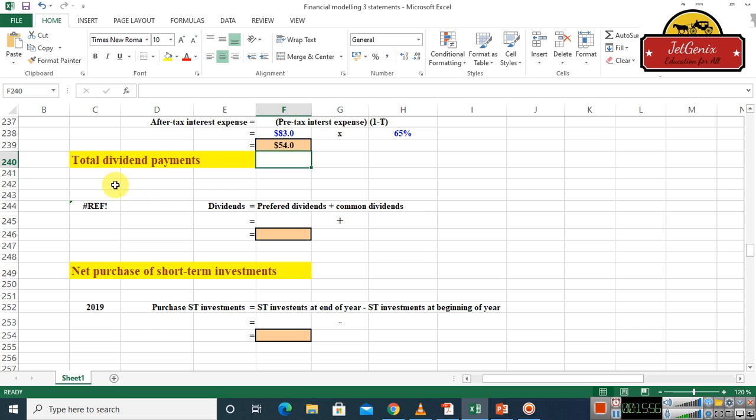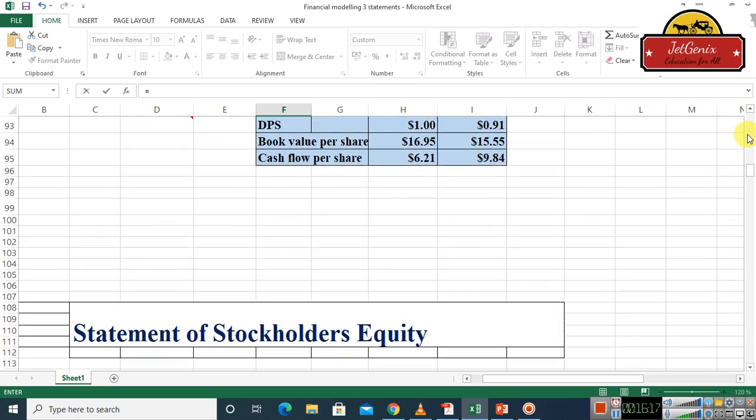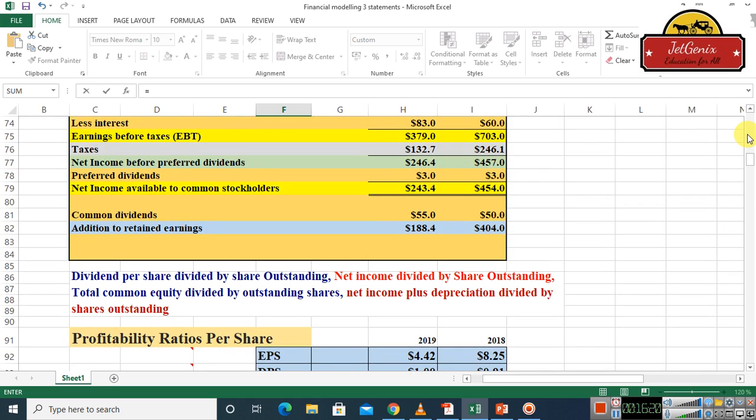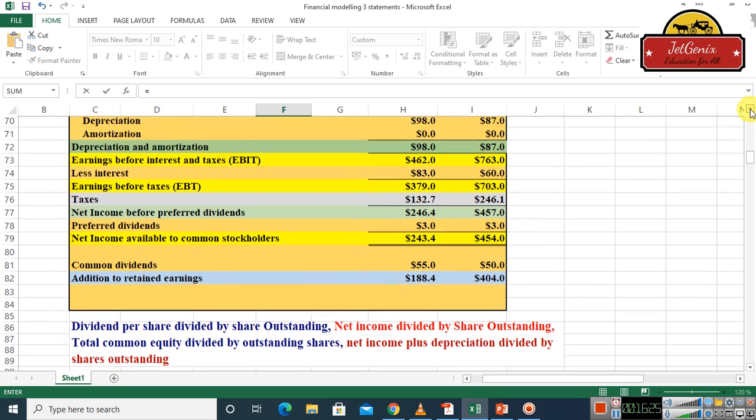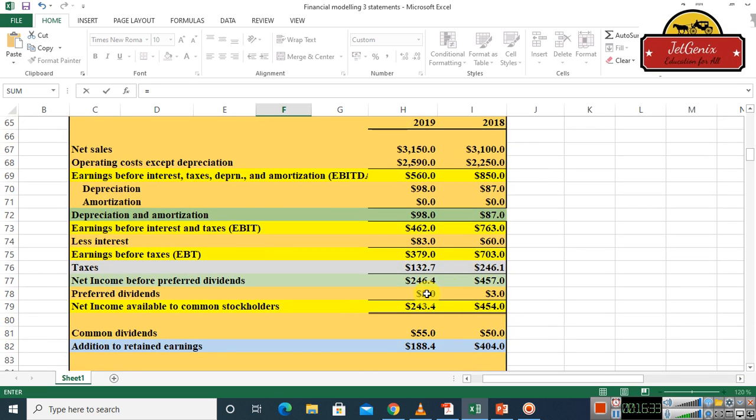Now we are going to calculate the total dividend payments, and the dividend payments is equivalent to preferred dividend plus common dividend, and both of these data we can find in the income statement. So just press equal and go to the income statement and find the preferred dividend amount there. In the income statement we can find it somewhere here. Yes, the preferred dividend is here, you can see. And let me show you that this is the income statement, 2018, 2019, and in this statement we found the preferred dividend.